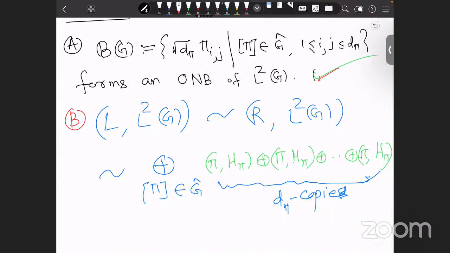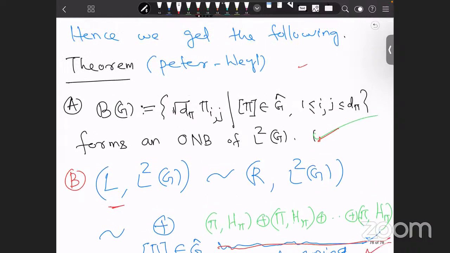And this thing, (L, L2G) is equivalent to (R, L2G). L stands for left regular. And this belongs to π belongs to G hat, and this is the d_π copies of π, H_π. So this is the statement.